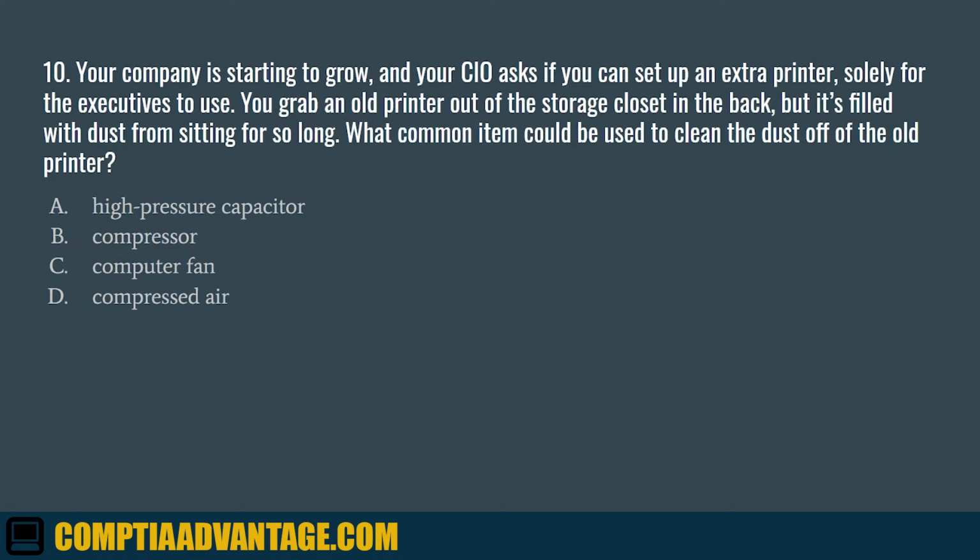Question 10. Your company is starting to grow, and your CIO asks you to set up an extra printer solely for the executives to use. You grab an old printer out of the storage closet in the back, but it's filled with dust from sitting for so long. What common item could be used to clean the dust off the old printer? A. High-pressure capacitor, B. Compressor, C. Computer fan, D. Compressed air. The correct answer is D.